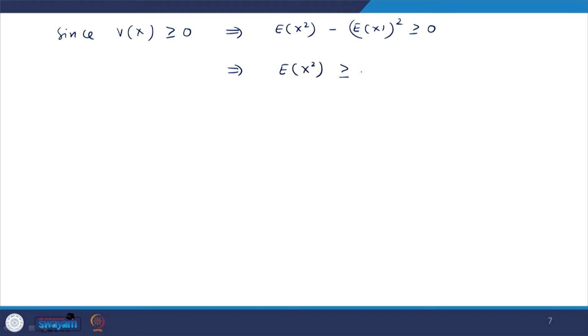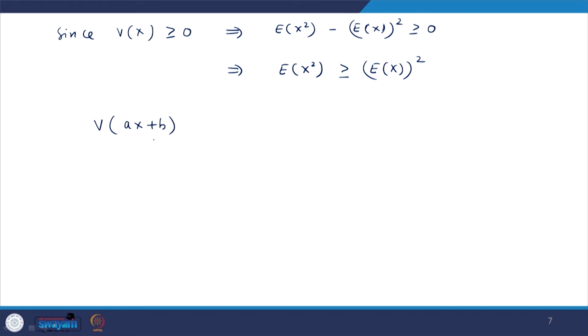So, we can say that since the variance of X is always greater than or equal to 0, that implies the expectation of X square minus (expectation of X) whole square is always greater than or equal to 0. So, from this we can conclude that the expectation of X square is always greater than or equal to (expectation of X) whole square. So, this is one result.